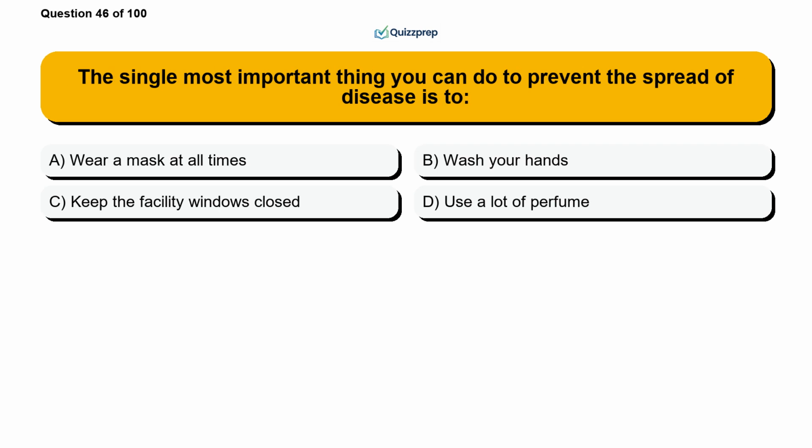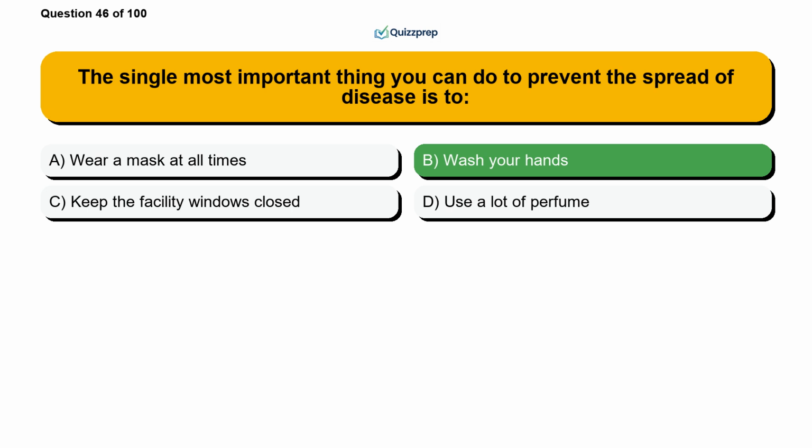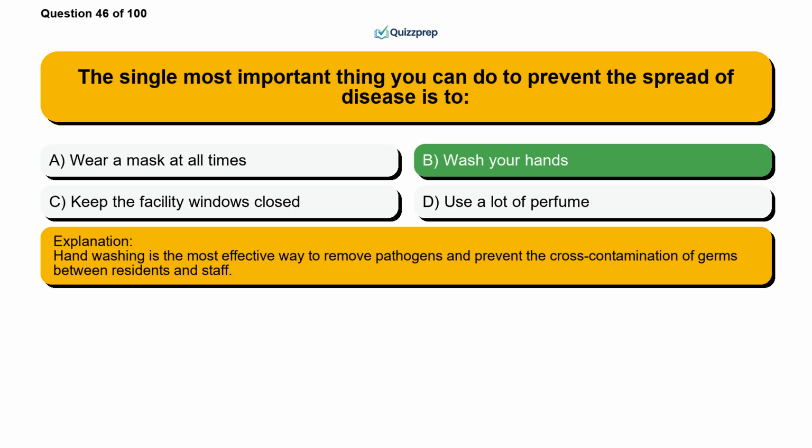Question 46. The single most important thing you can do to prevent the spread of disease is to: Option A, wear a mask at all times. Option B, wash your hands. Option C, keep the facility windows closed. Option D, use a lot of perfume. The correct answer is option B, wash your hands. Hand washing is the most effective way to remove pathogens and prevent the cross-contamination of germs between residents and staff.